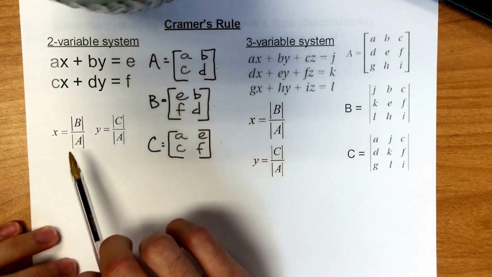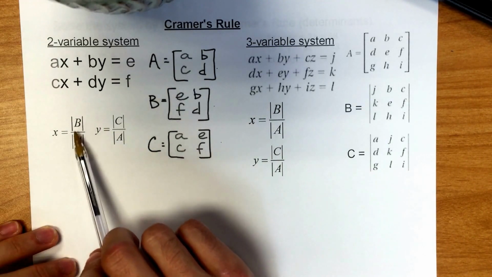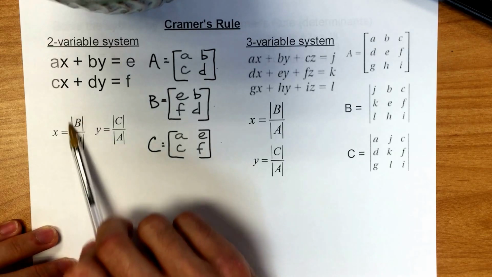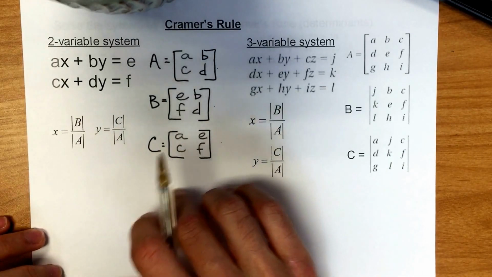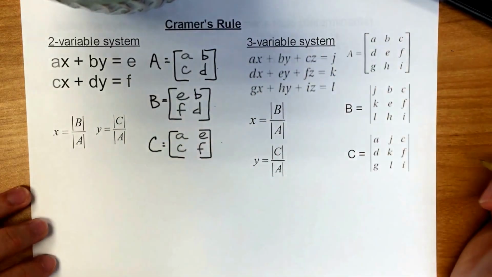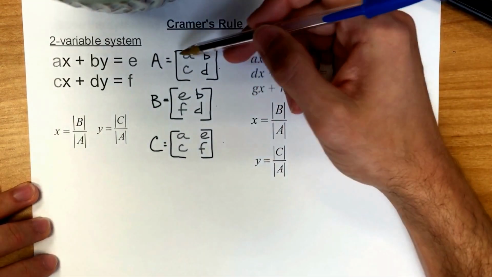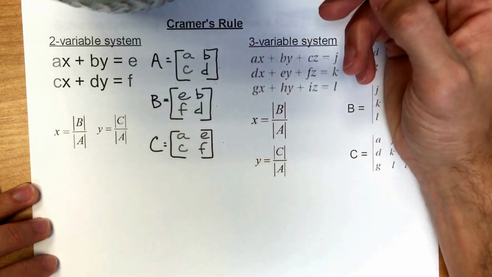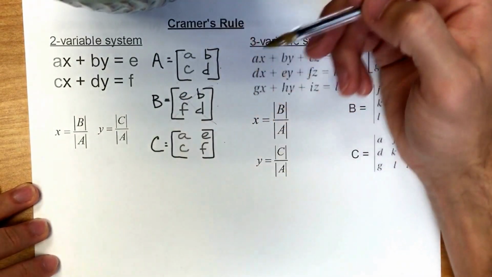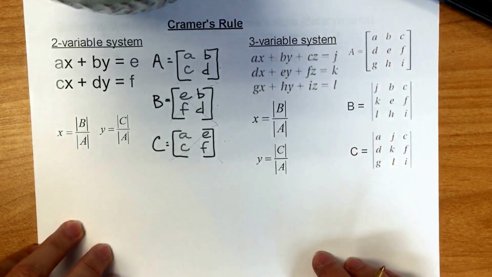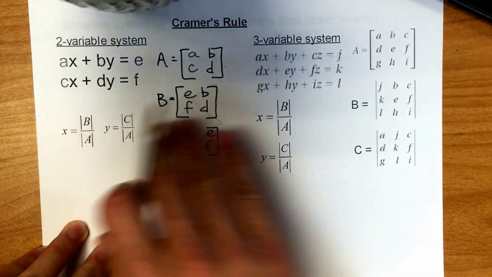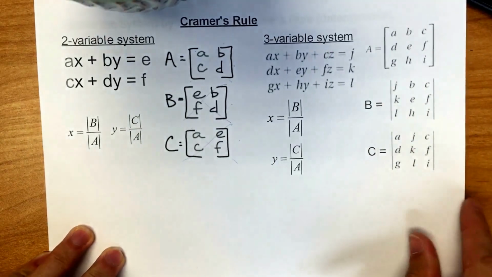So in order to figure out what numbers to put here, you're going to have to find the determinant of each one of these. So as I go through it, we're going to multiply and multiply and subtract. Multiply and multiply and subtract. Multiply and multiply and subtract. So what I'm going to do is do a 2-variable example, and then we'll come back to the 3-variable.